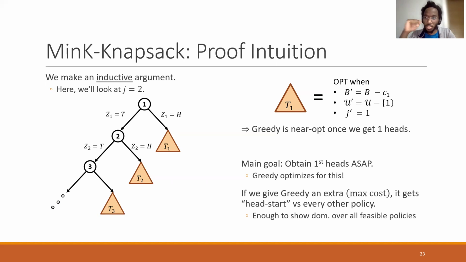If you choose according to the heuristic that we've shown. And specifically, if we give greedy a little bit of extra budget to get a head start versus every other policy, then that's enough to show that it actually in some way stochastically dominates all other feasible policies, which I think is a pretty cool result. Okay. And that's, I think, all of the time we have for technical stuff today.